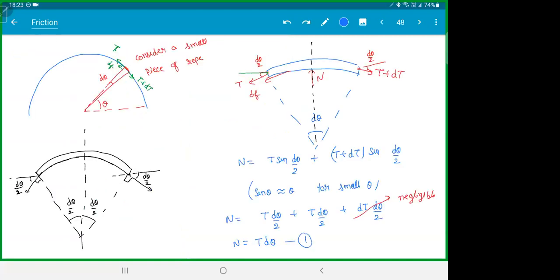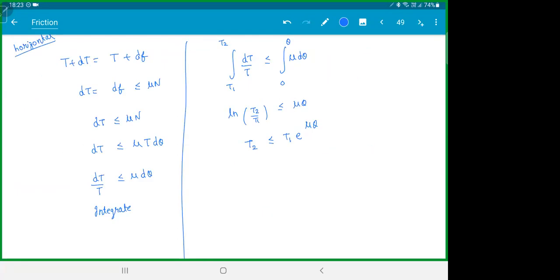Again, please check what I did. Vertical forces are balanced with the normal reaction, whereas in the horizontal, the difference in tension dT is due to the small friction dF. And we know friction is always less than or equal to mu into N, and N is T d theta, which we just calculated. When you integrate this, we got that ln T2 by T1 is less than or equal to mu theta, or T2 is always less than or equal to T1 into e power mu theta.